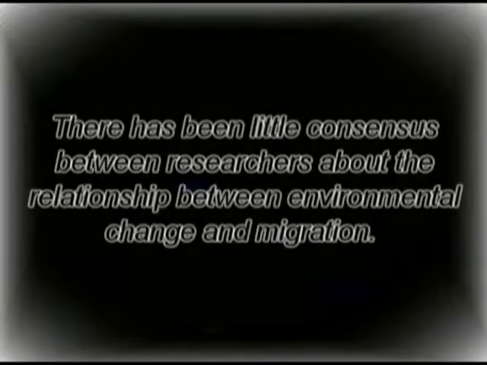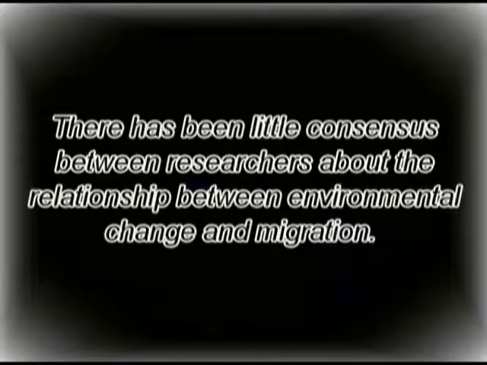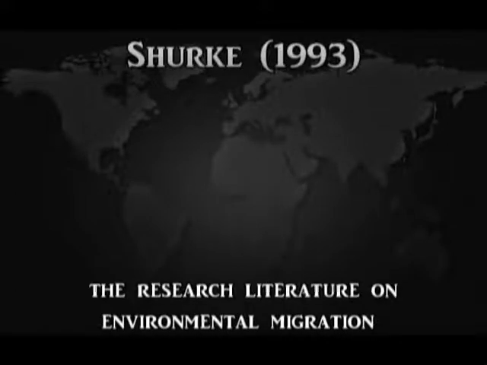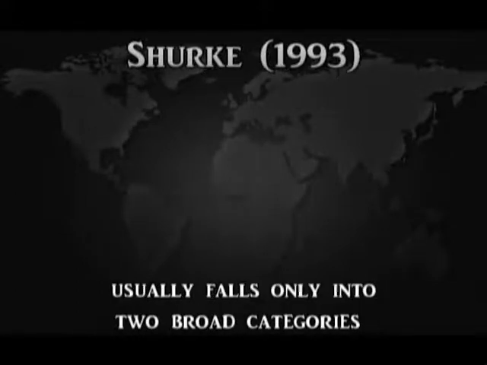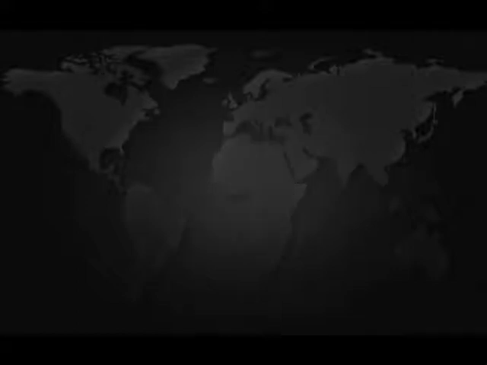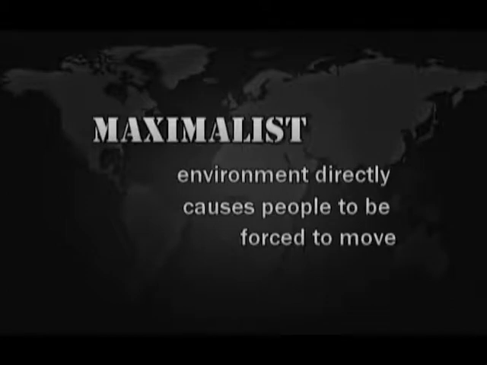There has been little consensus between researchers about the relationship between environmental change and migration. As Shirk 1993 points out, the research literature on environmental migration usually falls into only two broad categories. First, work done by minimalists, who suggest that the environment is only a contextual factor in migration decisions. And second, work done by maximalists, who claim that the environment directly causes people to be forced to move.